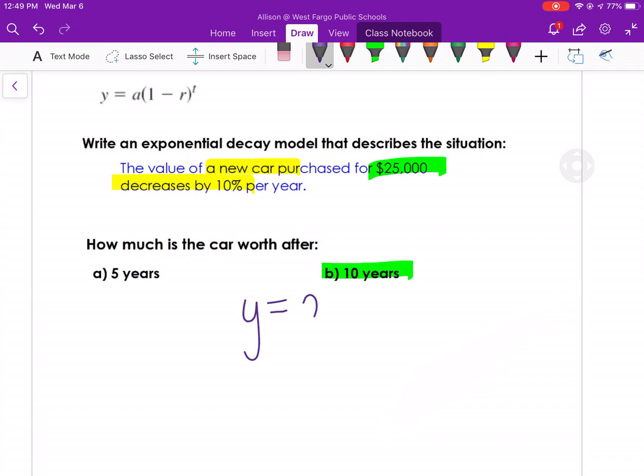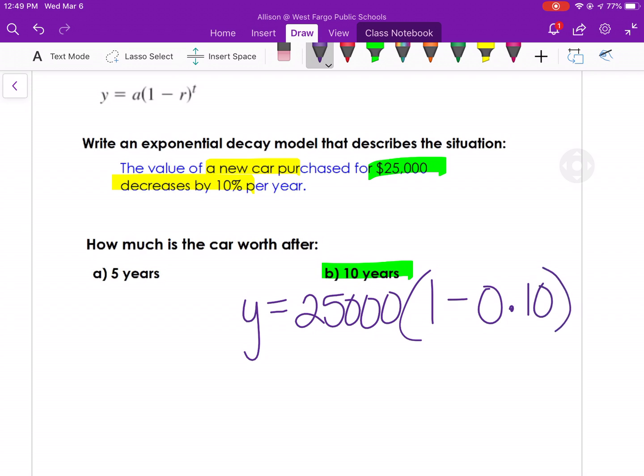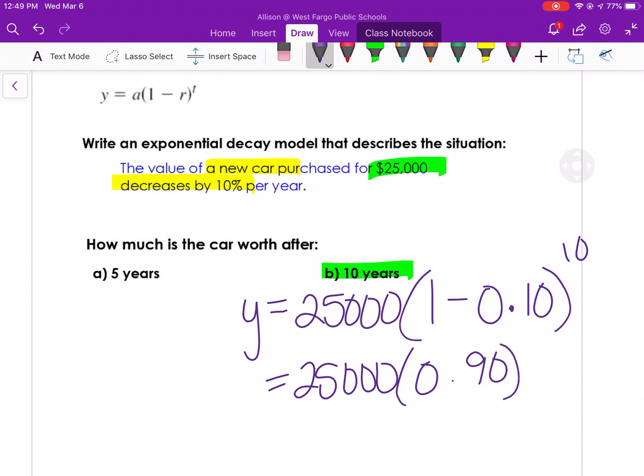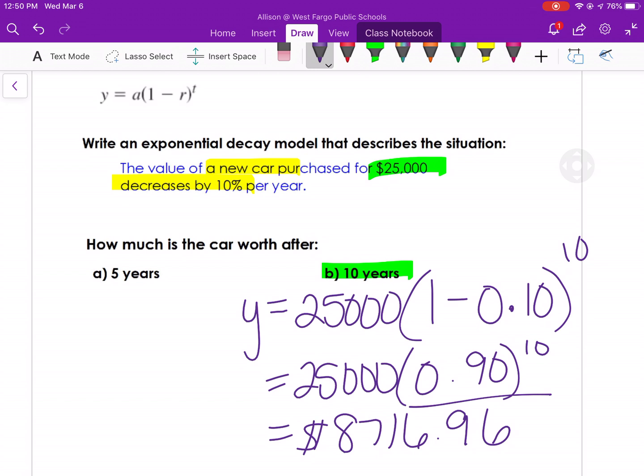Well, if I know that it started at $25,000 and it's decreasing by 10%, so remember that's going to be 0.10, and I want to know after 10 years, that would be the equation that I use. It's going to be 25,000, do PEMDAS, so order of operations, you do what's in the parentheses first, so 0.9, then you do exponents next, then multiply it by 25,000, and I got the value of the car was approximately $8,716.96. I rounded to 2 decimal places because we're talking about money.